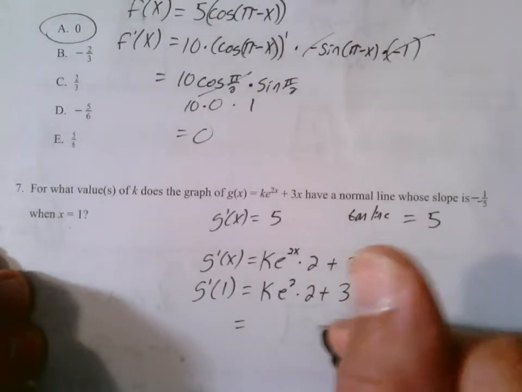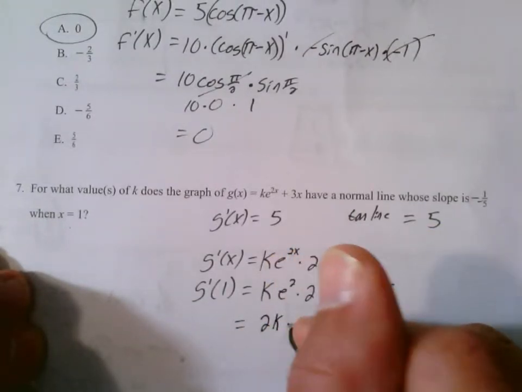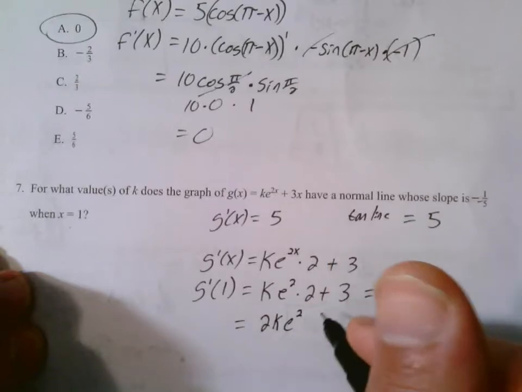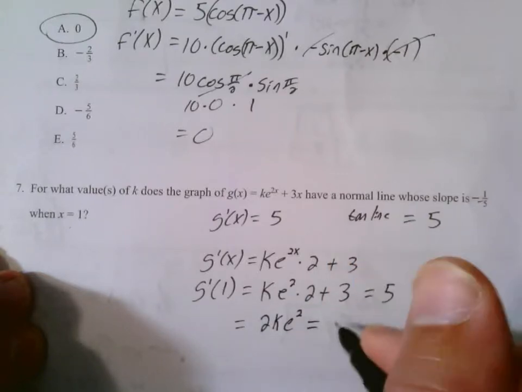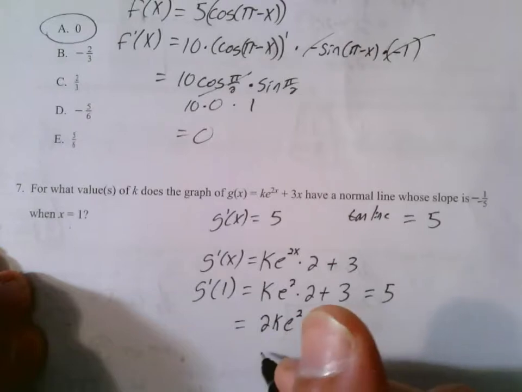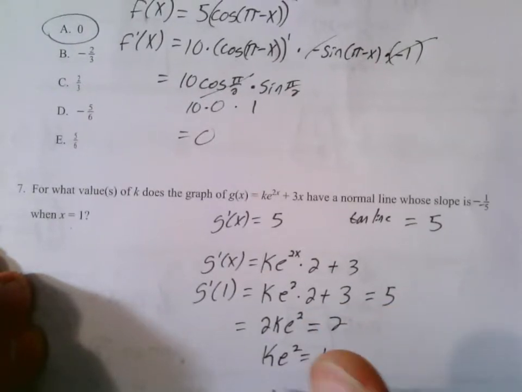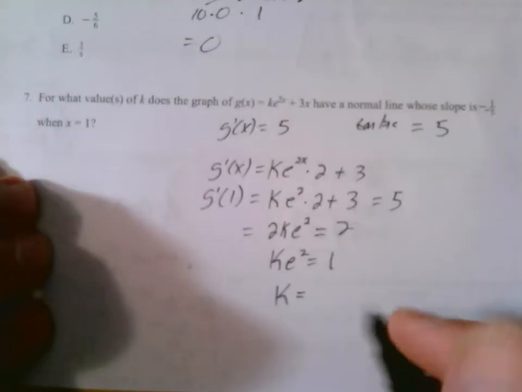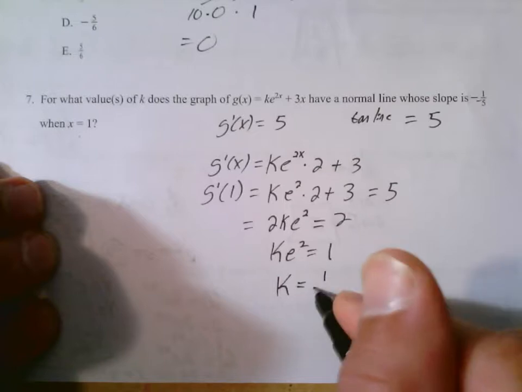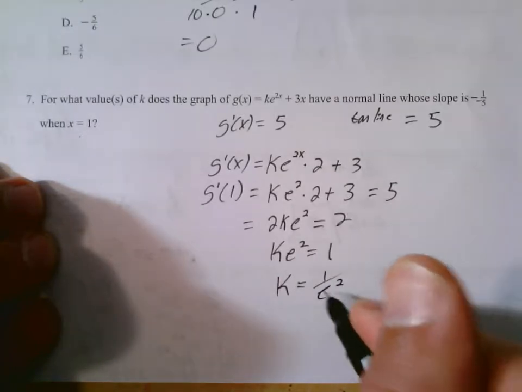So 2k e squared equals 2. K e squared equals 1. K equals 1 over e squared.